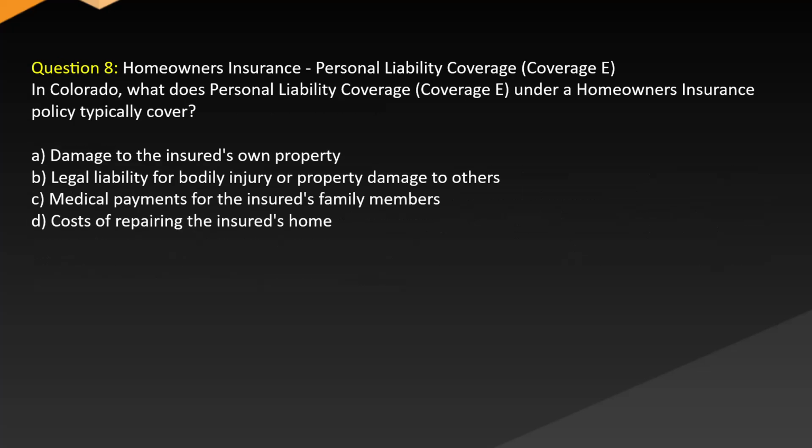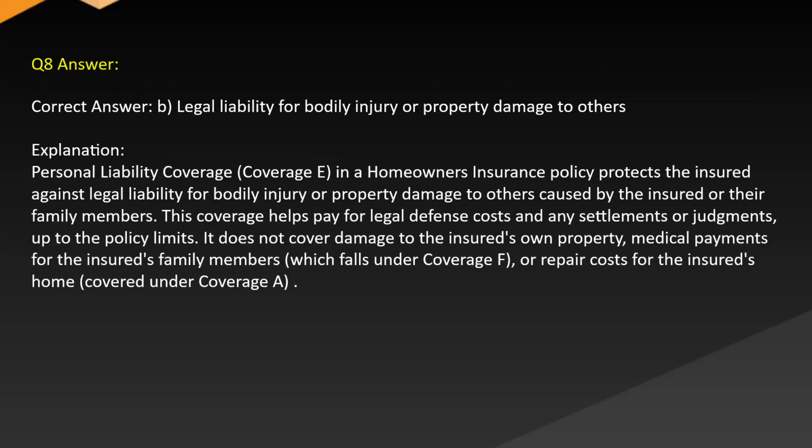Question 8. Homeowners insurance. Personal liability coverage, Coverage E. In Colorado, what does personal liability Coverage E under a homeowners insurance policy typically cover? A. Damage to the insured's own property. B. Legal liability for bodily injury or property damage to others. C. Medical payments for the insured's family members. D. Costs of repairing the insured's home. Correct answer: B. Legal liability for bodily injury or property damage to others.